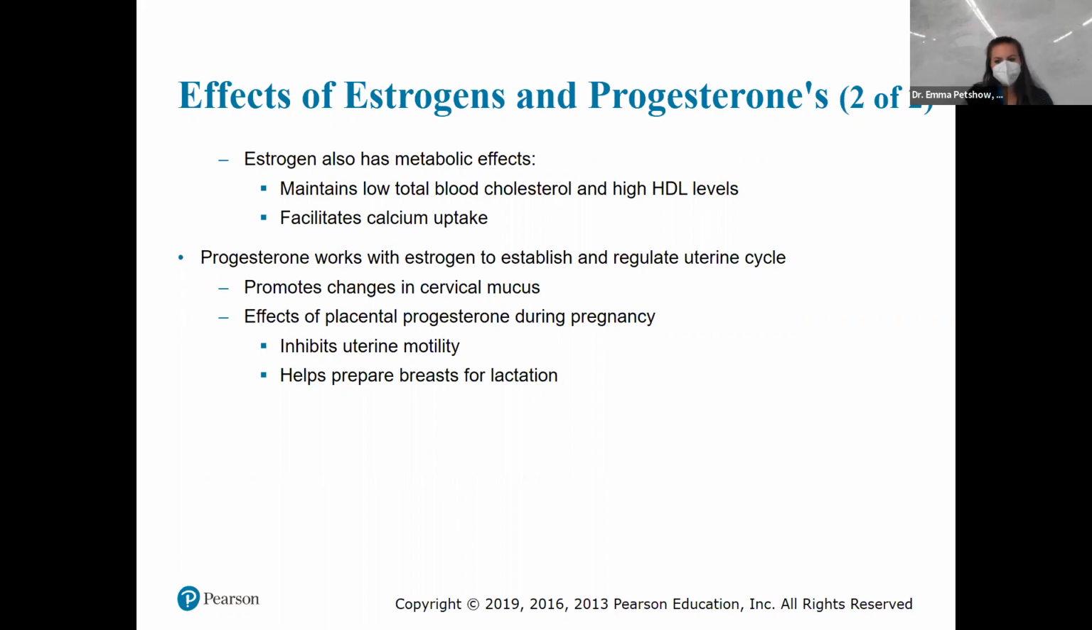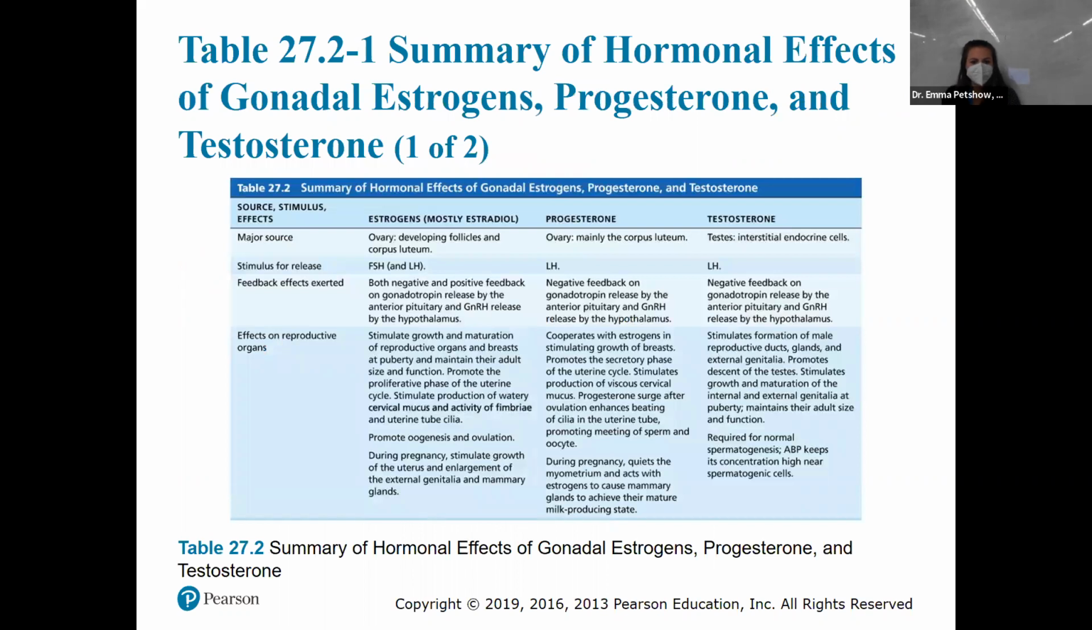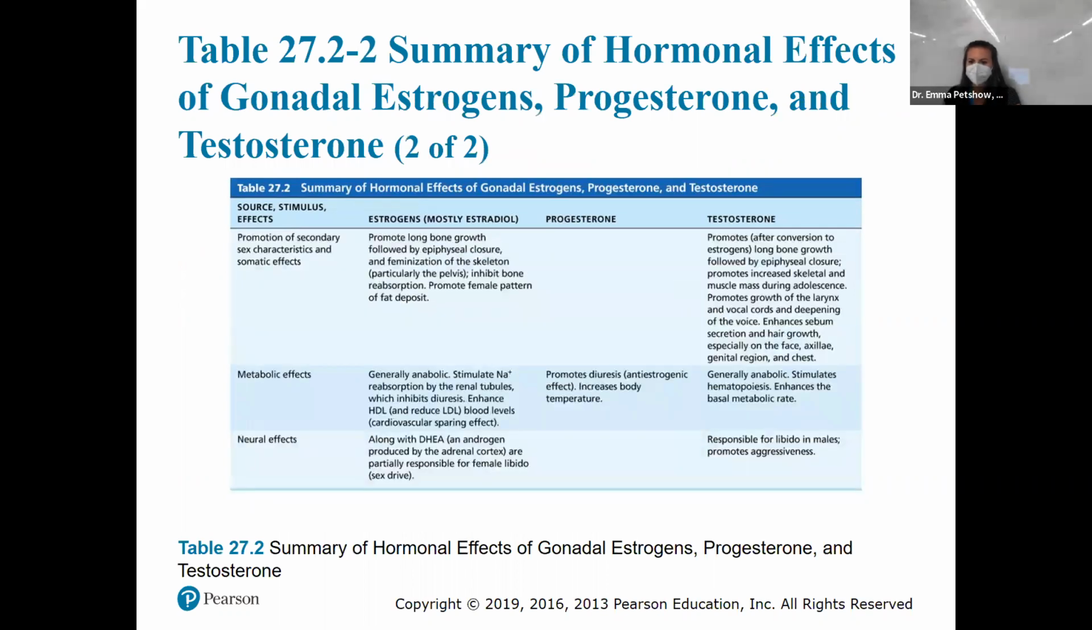And then progesterone has a couple other functions. It's going to help promote changes in cervical mucus to allow sperm to enter and potentially penetrate our egg or oocyte. It's also going to inhibit uterine motility, so prevent contractions from occurring, and prepare our breasts for lactation. And if you're a table type person, this is the summary of estrogen, progesterone, and testosterone. So if you like looking at tables on the different functions, this would be a great place to go.